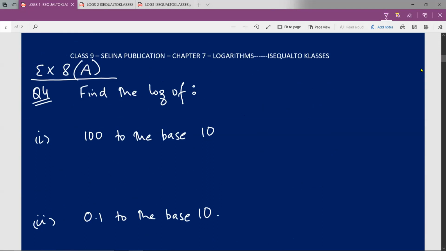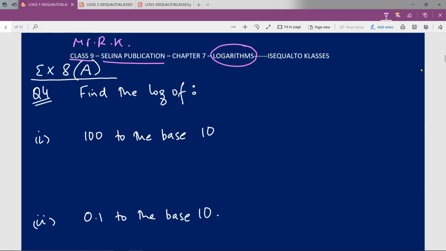Now, all the problems that I'll be doing in this video, I have referred from the Class 9 Selina publication, chapter 7, which is logarithms. It is a maths subject book, and it is written by Mr. R.K. Bansal. So you could refer to all these problems from that book. So without any further delay, let's start.